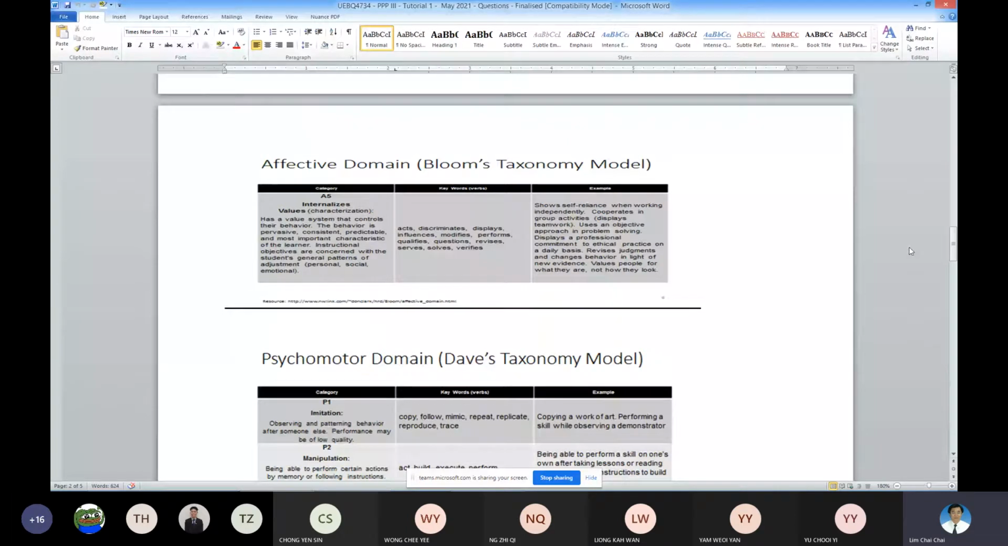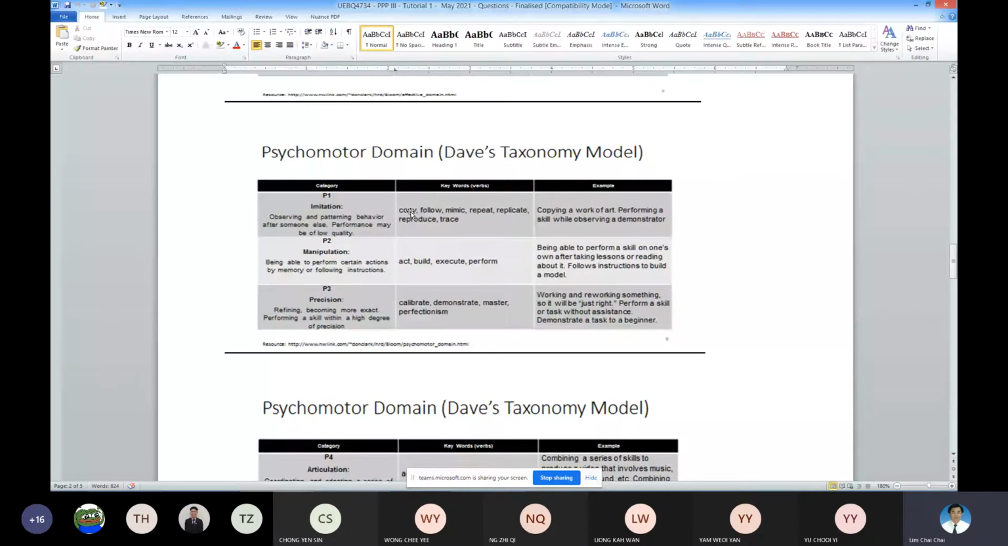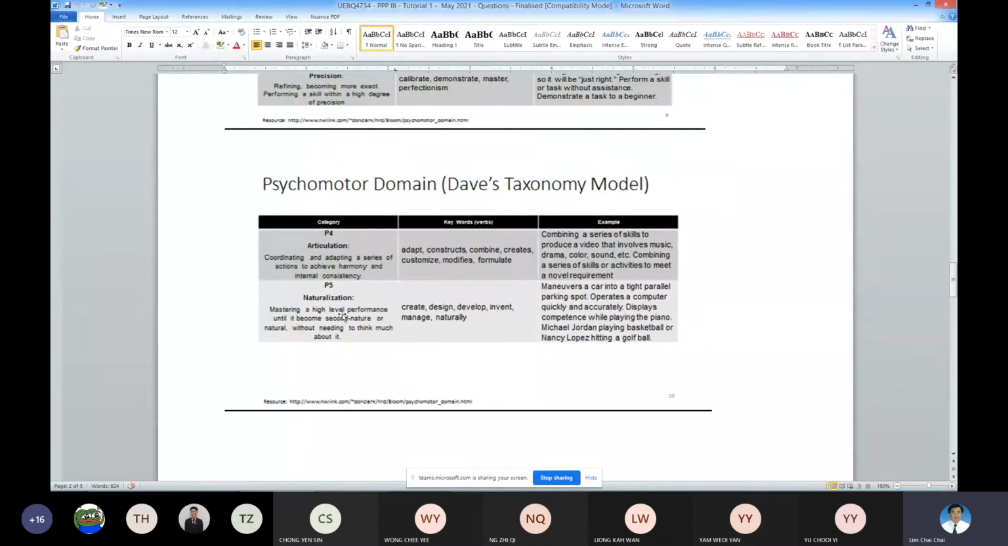Similarly, for your psychomotor, P1, P2, P3. P1: copy, follow, mimic, repeat, reproduce, trace. These are all level 1 on your psychomotor. Then level 2, manipulation: you have to act, build, execute, perform. Then you have the precision: calibrate, demonstrate, master, and then perfection. So you have your P3, P4, and P5. P4, articulation, the words will be adapt, construct, combine, create, customize, modify, and formulate. And lastly, the expert level, naturalization: create, design, develop, invent, manage, and do something naturally.